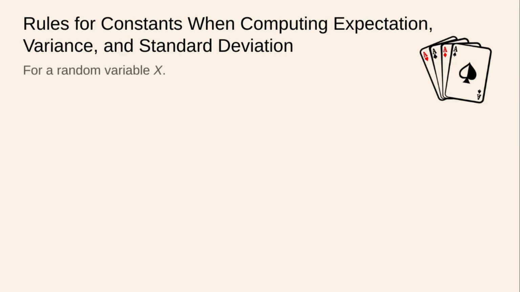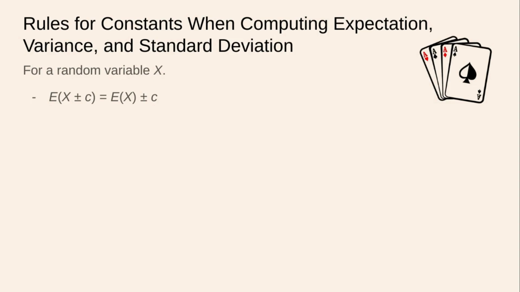For a random variable x, the expectation, if we were to add or subtract a constant to the values the random variable would give us, is equal to the expectation of that random variable plus or minus that constant, right? So if we change the values that the random variable would produce by adding or subtracting a constant, the expectation is the same, except we add or subtract that constant. Not terribly difficult to understand.